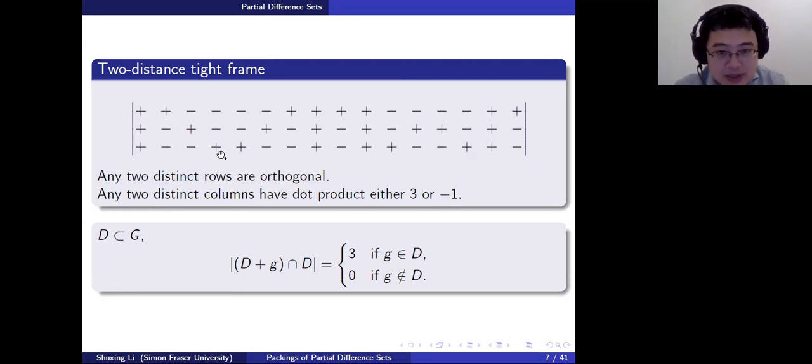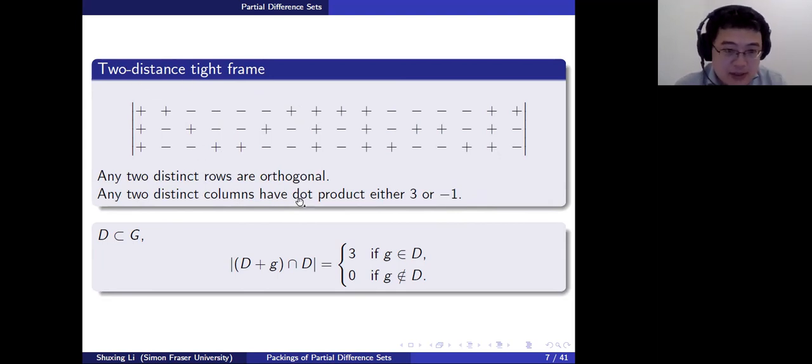That guarantees this matrix, this frame, is tight. Secondly, any two distinct columns have dot product either 3 or minus 1. So right here, we have another two-value phenomenon in terms of dot product. Because we are seeing two distinct values, this guarantees the frame has two distances.